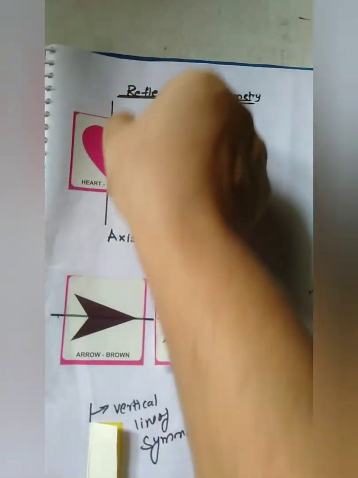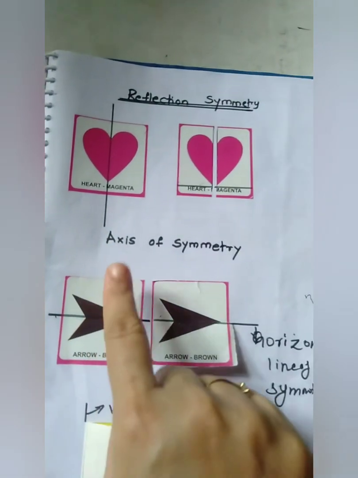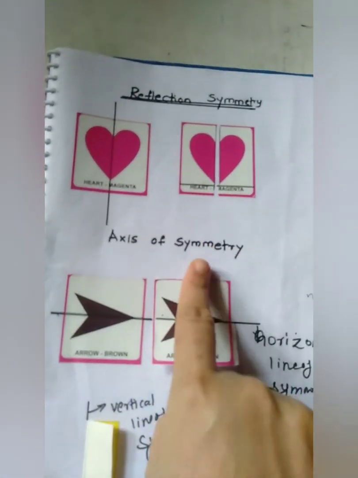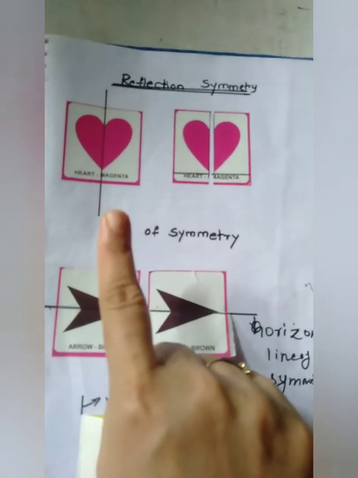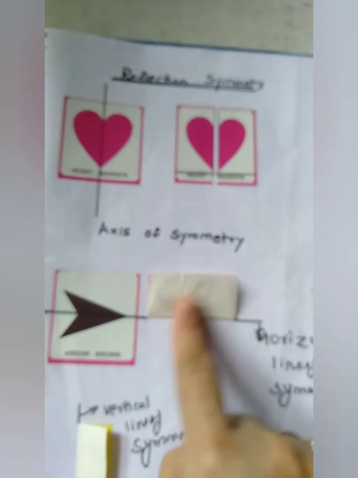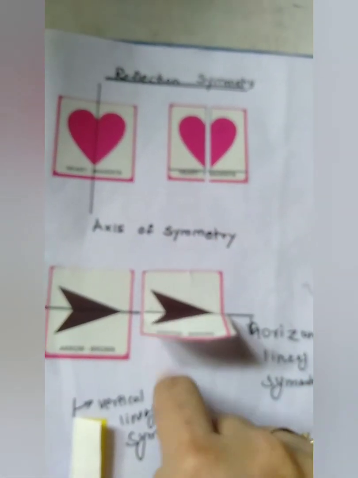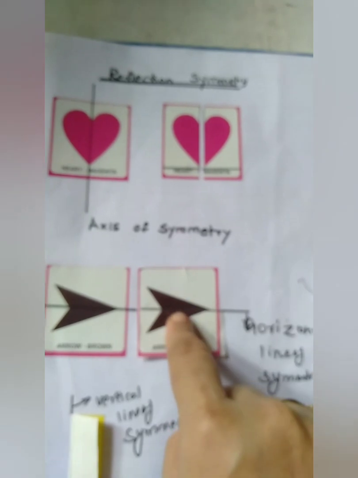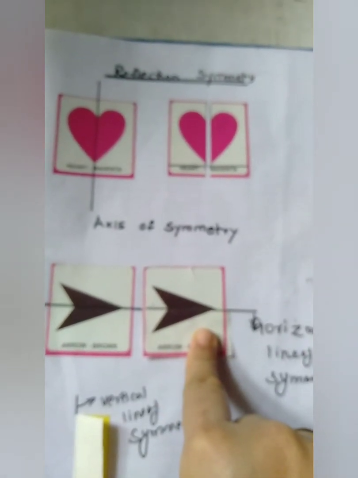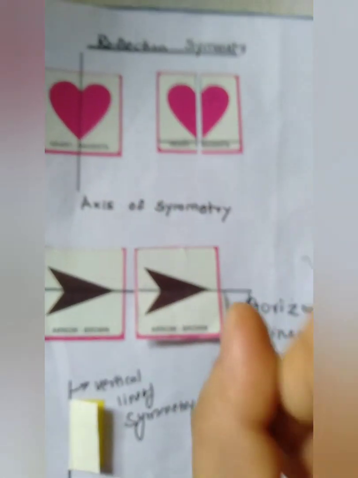Here we folded along a vertical line, that is why it is called a vertical line of symmetry, and this figure has a vertical line of symmetry. Similarly, we fold this figure along the horizontal line, so we call this figure a horizontal line of symmetry. Each of these figures has one line of symmetry.